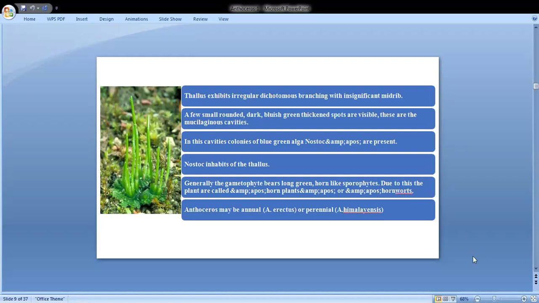Okay, internal structure. In these cavities, colonies of blue-green algae, Nostoc and Anabaena, are present. Nostoc inhabits the thallus. Generally, the gametophyte bears long green horn-like sporophytes. Due to this, the plants are called hornworts. See here, in this plant Anthoceros, these are the horn-like structures, the sporophytes. That's why we call them hornworts. Anthoceros may be annual or perennial. An annual example is erectus and a perennial example is himalayensis.